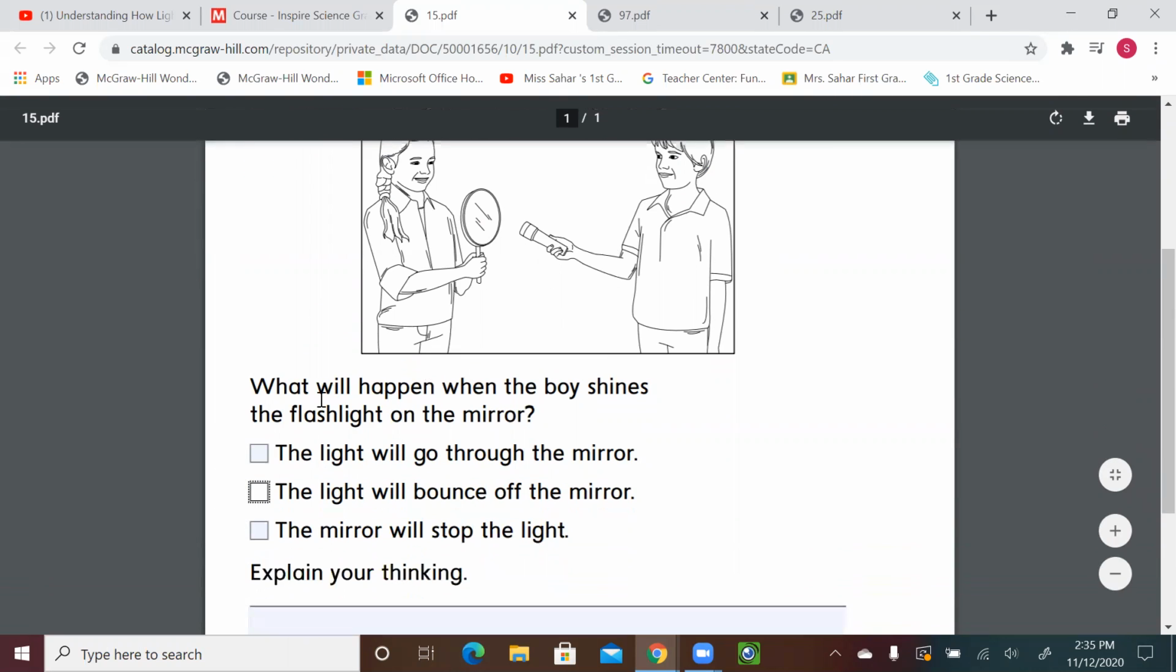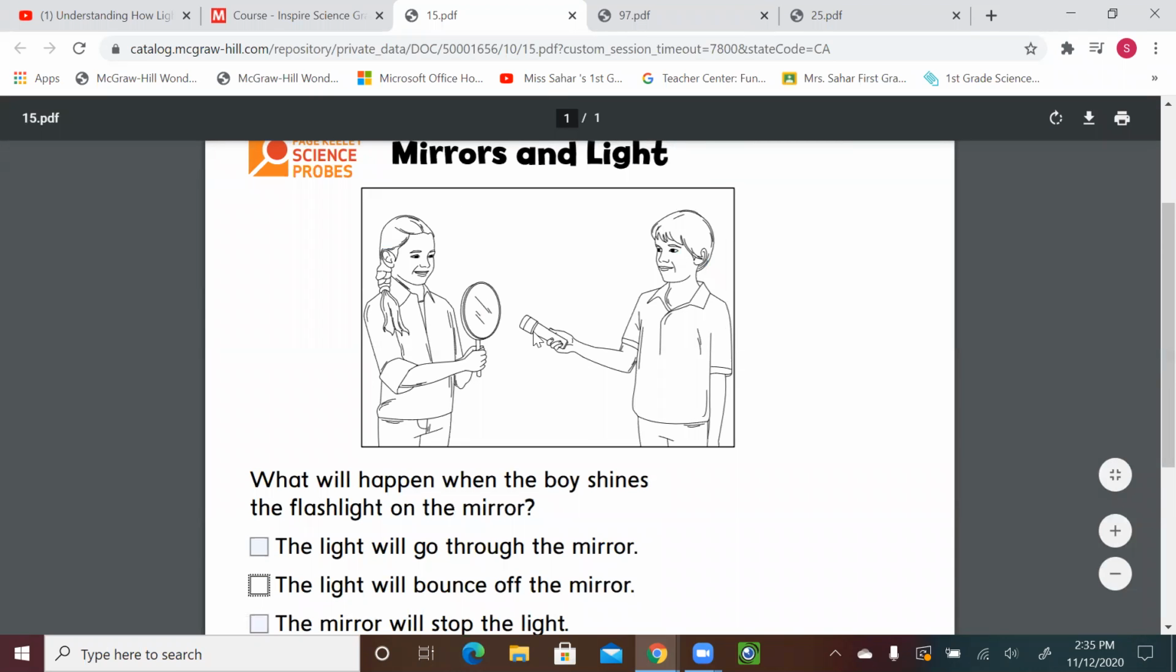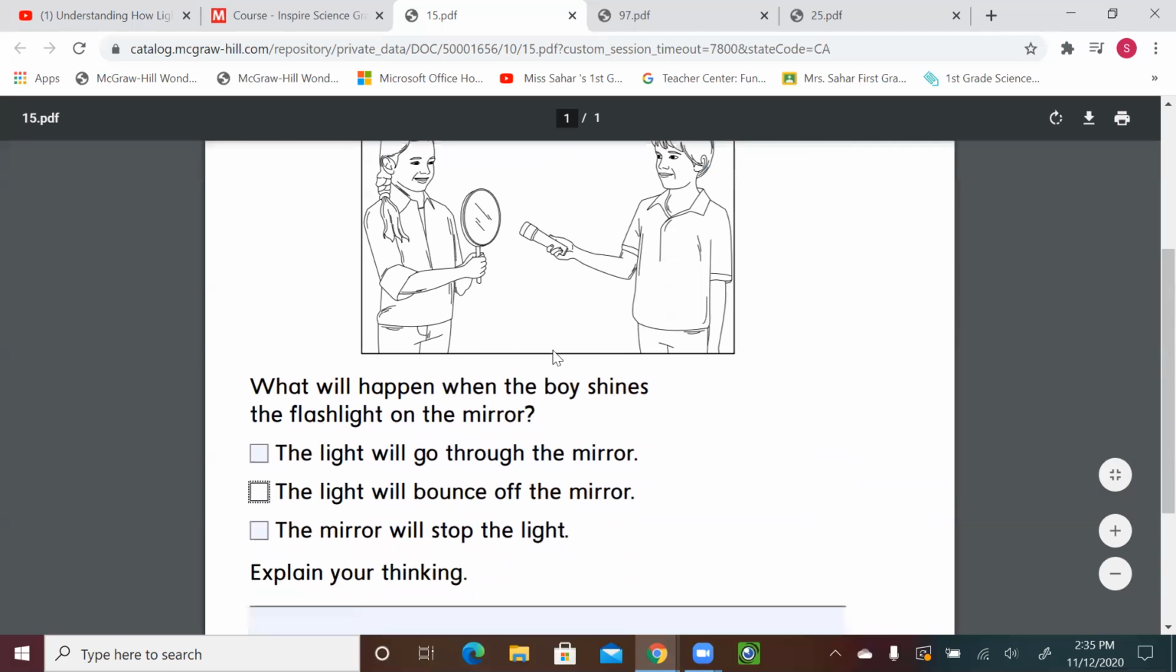Mirrors and light. What will happen when the boy shines a flashlight on the mirror? 1. The light will go through the mirror, or the light will bounce off the mirror, or the mirror will stop the light. What do you think? The light will go through the mirror, bounce back, or will stop the light? The mirror will stop the light.